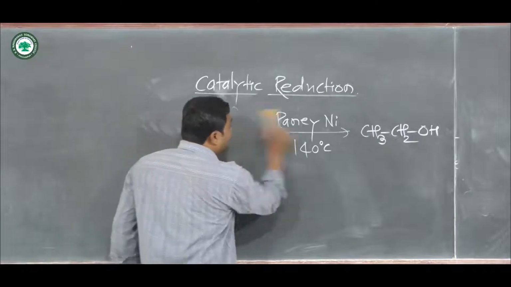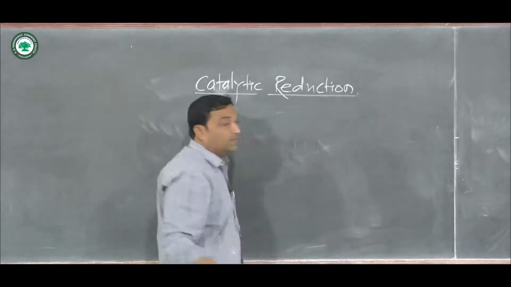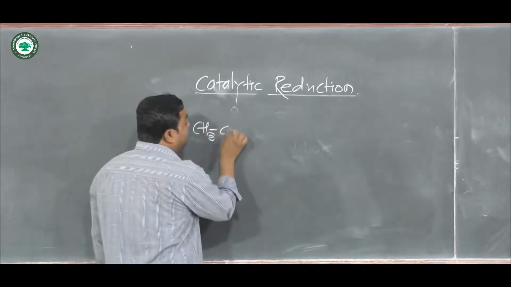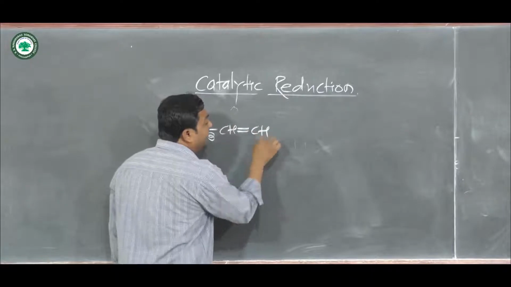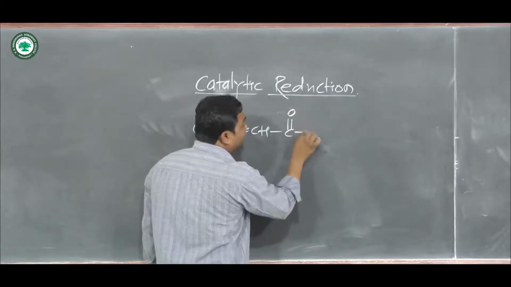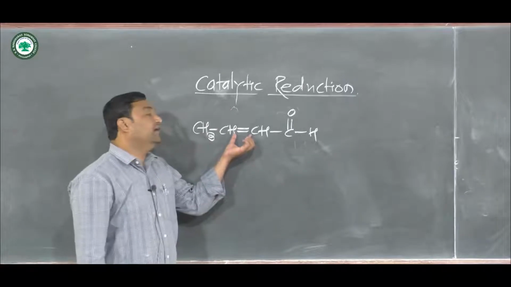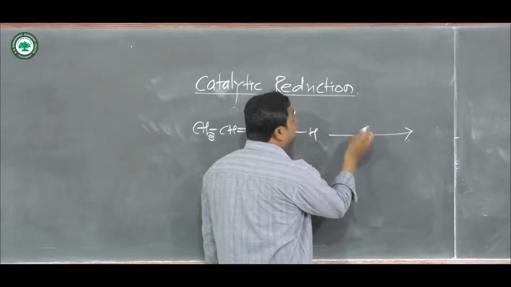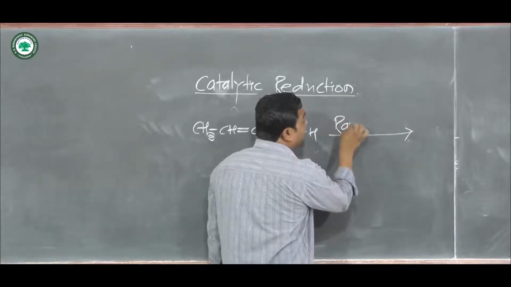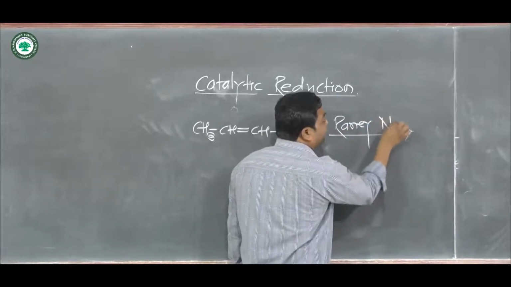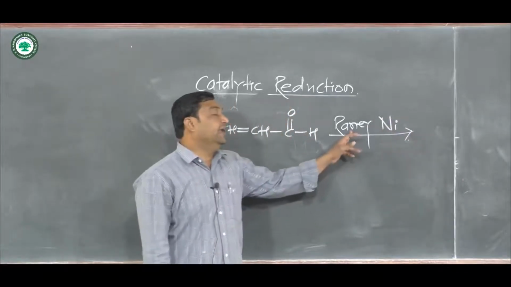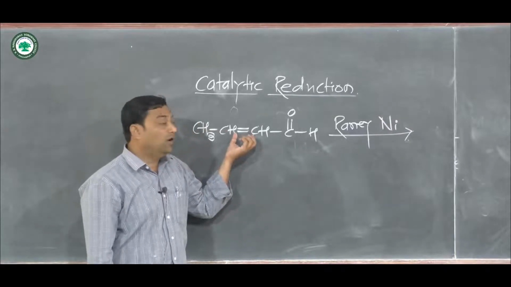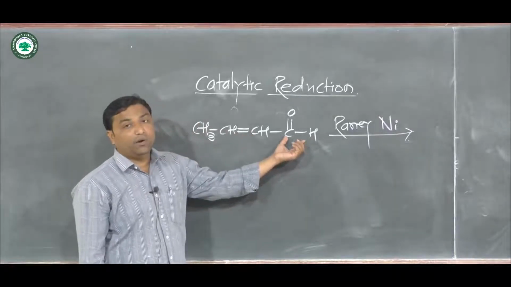Now, when this alpha beta unsaturated aldehyde undergoes catalytic reduction by using Raney nickel, this Raney nickel reduces this carbon-carbon double bond along with this aldehydic moiety.